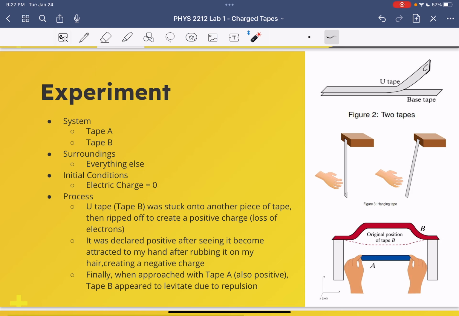So the process to create this charge is to create a U-tape. So this is our tape B. We put it on top of a base tape and ripped it off really fast. And this created a loss of electrons and created positive charge.